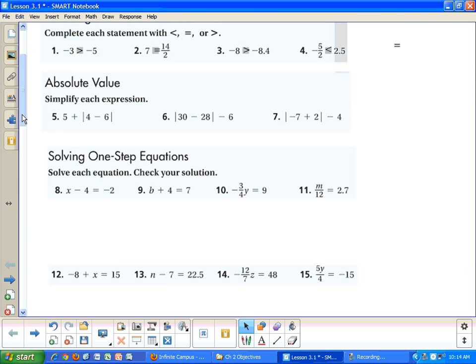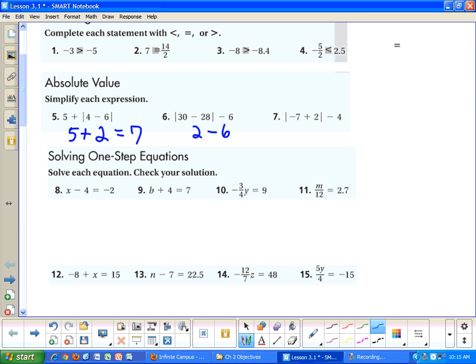The absolute value, you might remember, is defined as the distance from 0 on a number line. So if we simplify this expression, we get 5 plus 4 minus 6 is -2, but the absolute value of -2 is +2, which is 7. 30 minus 28 is 2. The absolute value of 2 is 2. Minus 6 is -4. -7 plus 2 is -5. The absolute value of -5 is 5. Minus 4 is 1.